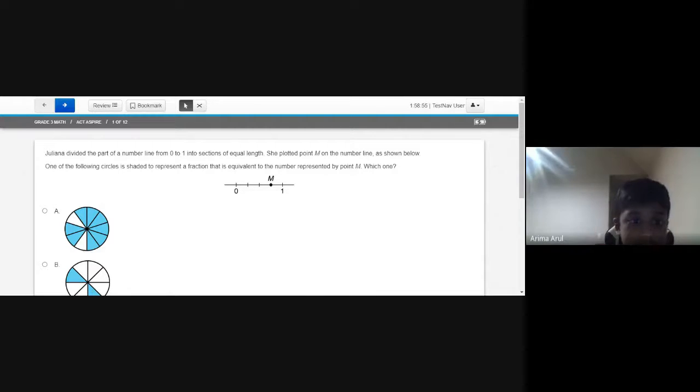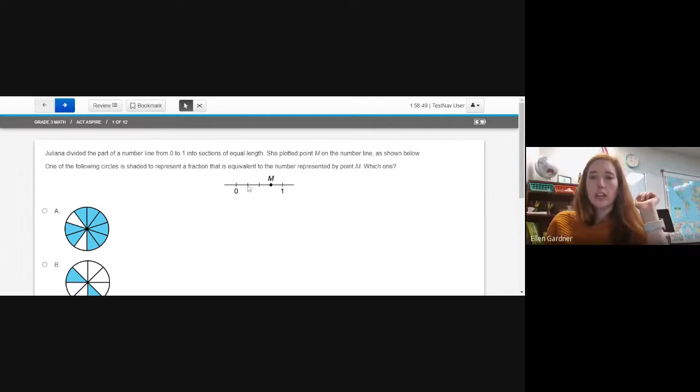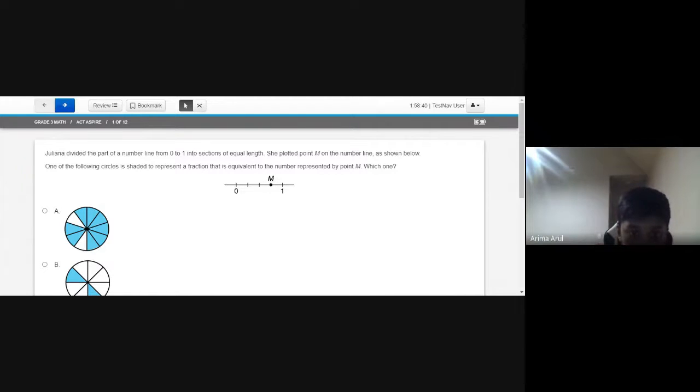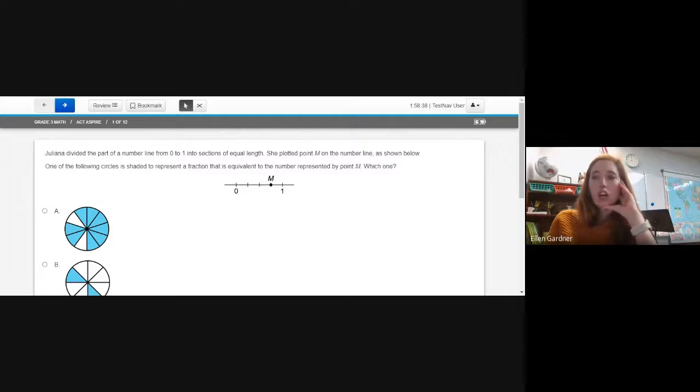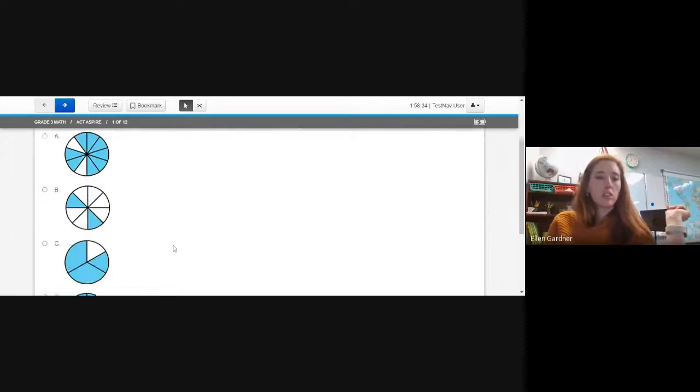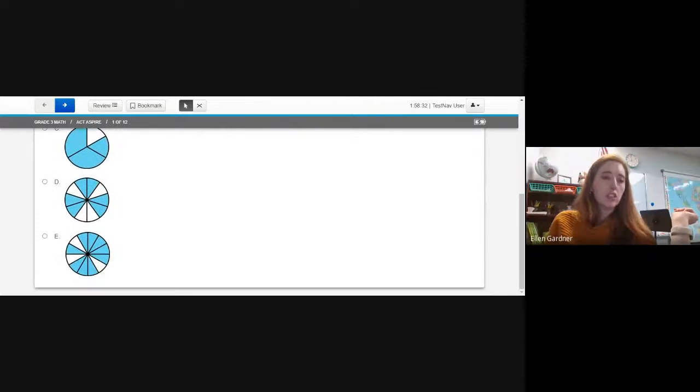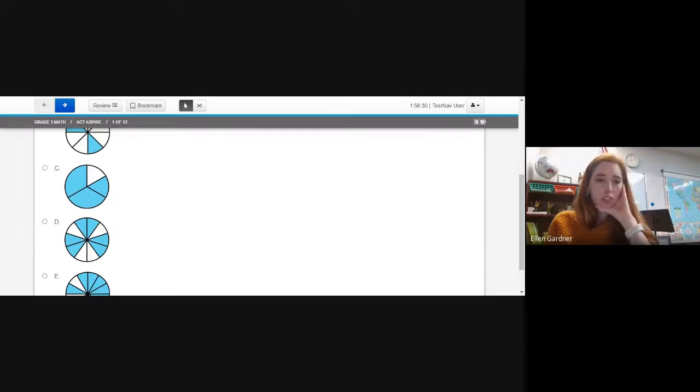I think there's starting from 0. Do we start from 0 or the one after 0? So we would count like this: 1, 2, and then we end at the next whole number. So we do 1, 2, 3, 4. And it's on the third of the 4 lines, right? So now let's see if there's a fraction that's 3/4.